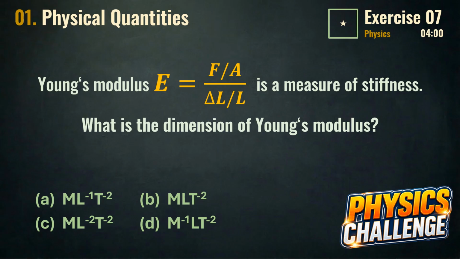Take about 4 minutes and try to solve it yourself. Read the problem carefully and first try to solve it on your own. Then compare your solution with my step-by-step explanation. In the end, it is not only about choosing the correct answer. What really matters is understanding how to derive the dimensions systematically.